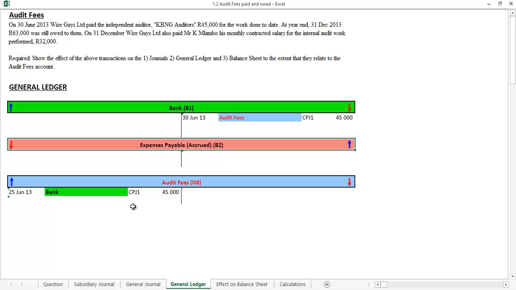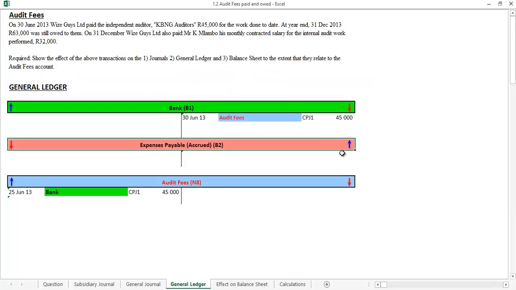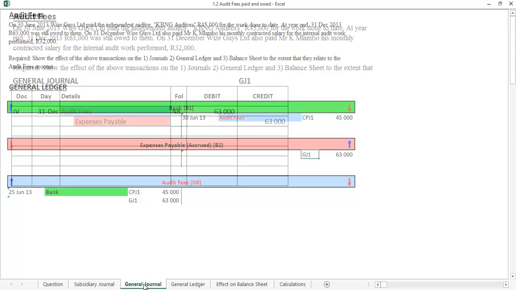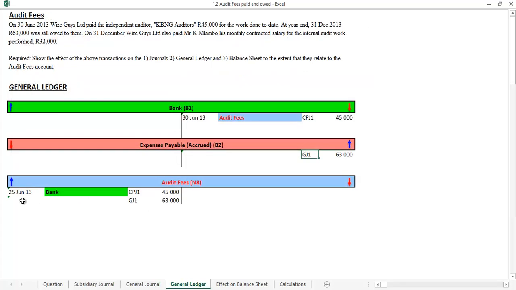It's a liability. We're crediting expense payable with 63,000 Rand because we owe more money. You can see expense payable increased 63,000 Rand. And there we go. Oops, 63,000. And we debit our audit fees with 63,000. We got this from the general journal. And we've already done our posting here in N8 and B2. Good. And then we can just fill in the dates here. Just need to correct this one. This should have been 30 June 2013.